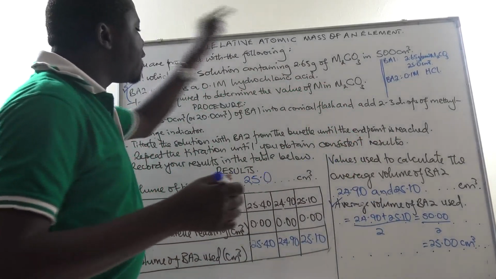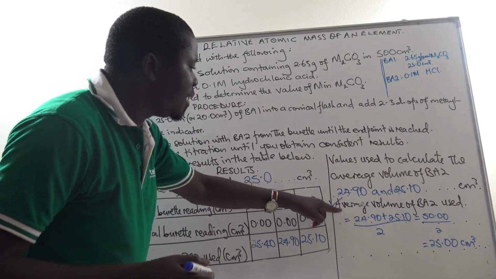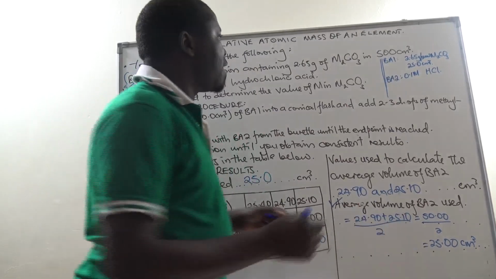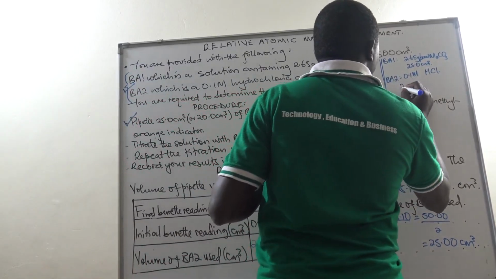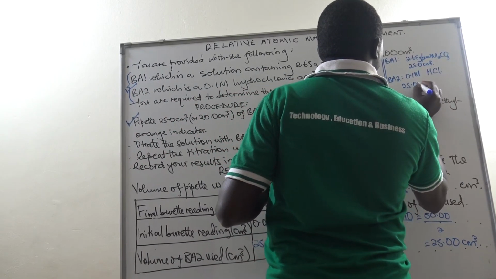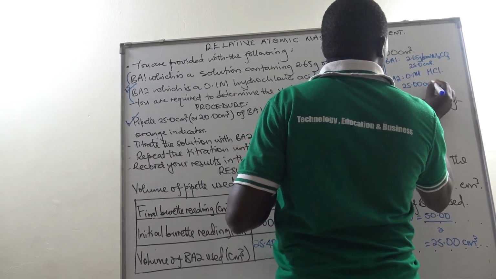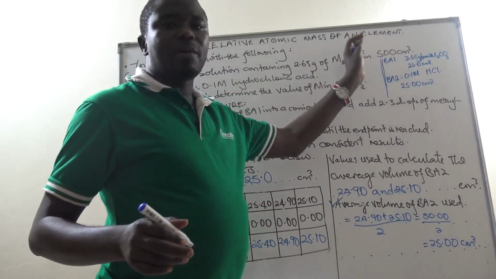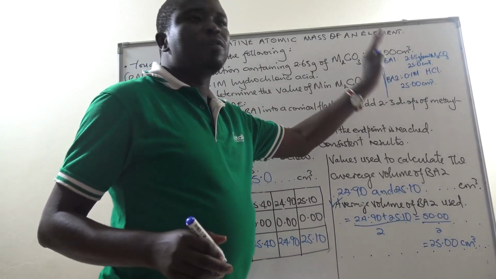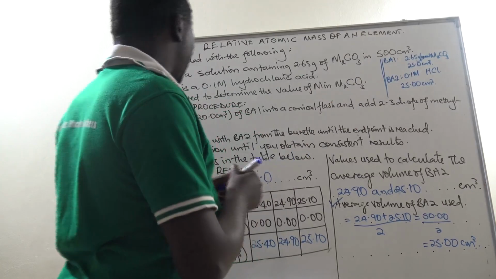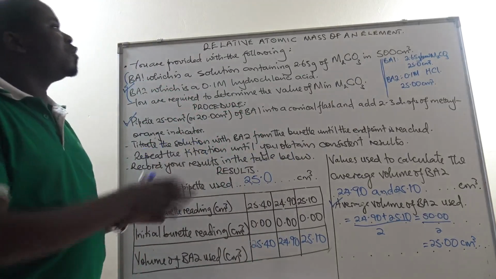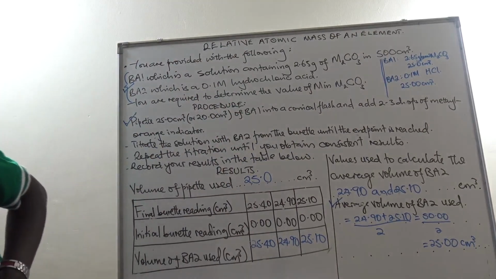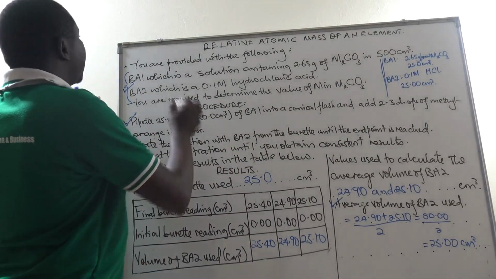We now jump over to the average volume. The average volume of BA2 is 25.00 cubic centimeters. So this is our side work. It is not marked. It is just our side work. We are going to use it for simplifying our calculation so that we get what to use very easily from our collected data. So let us try to see the questions now.